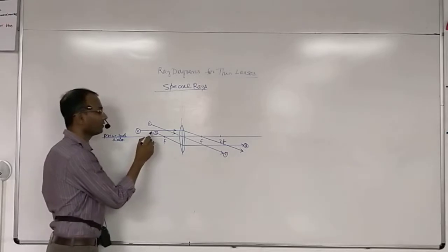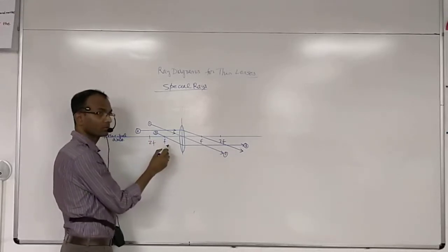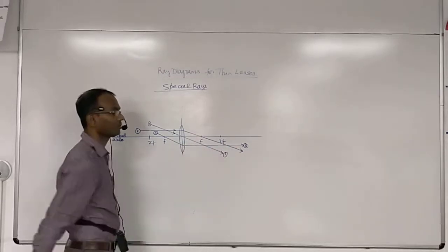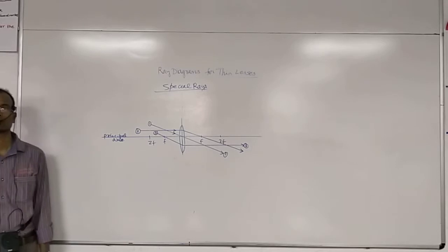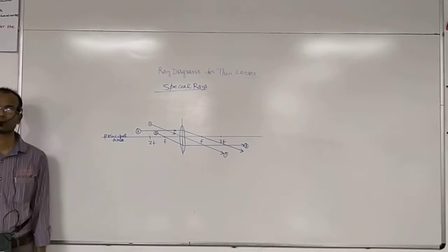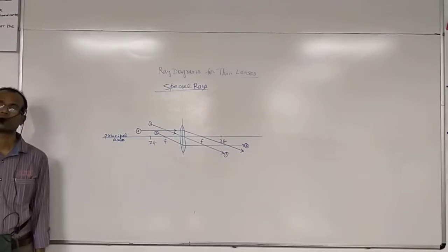Third one. Any incident ray which is passing through the first principal focus will come out parallel to the principal axis. Second, any ray which is going parallel to the principal axis will go through the second principal focus. Very good.